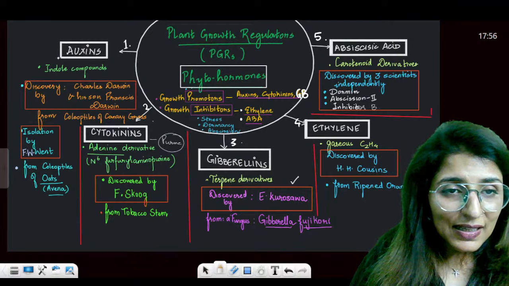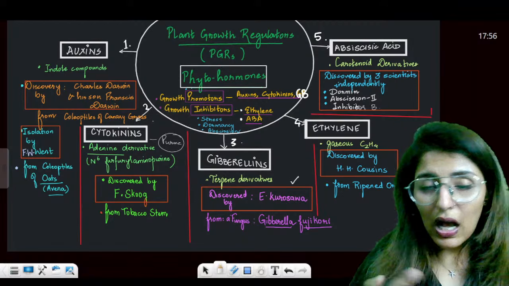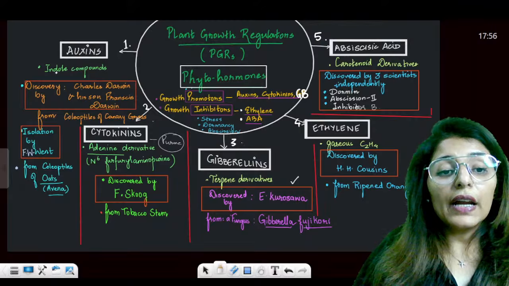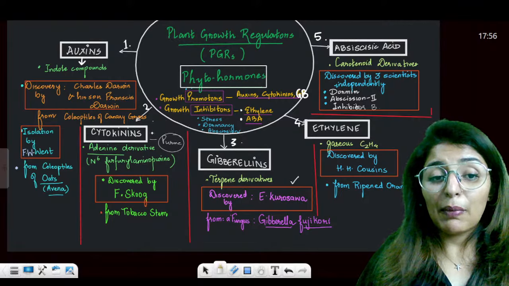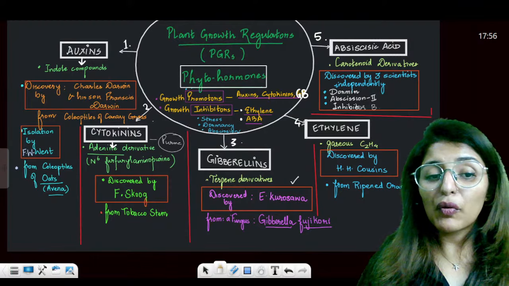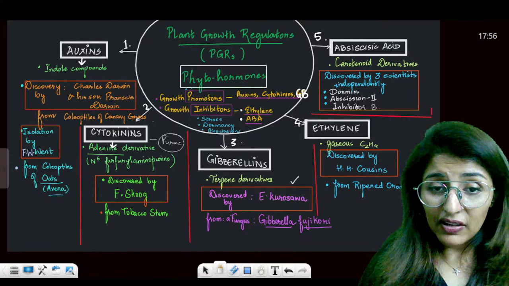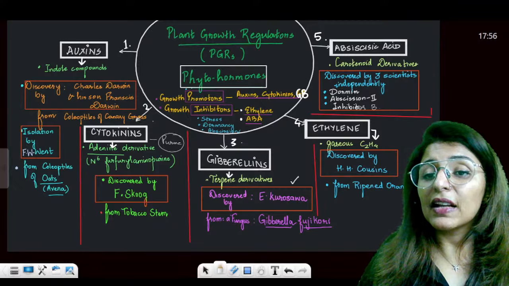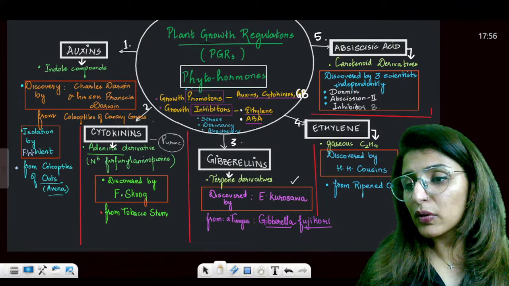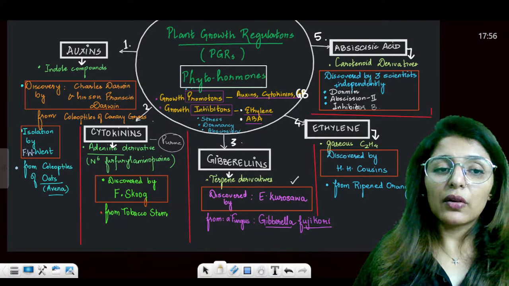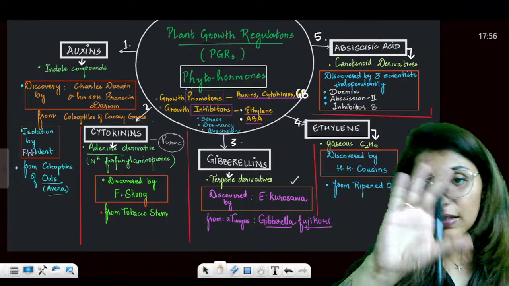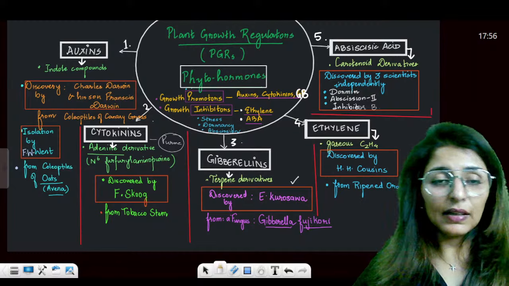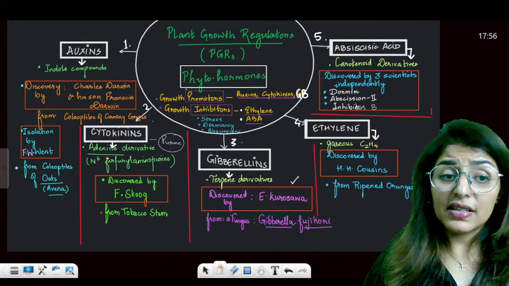Okay. Now, first, let's see the source. How is auxin produced? What are the sources of these plant growth regulators? Auxins are indole compounds, while cytokinins are produced from adenine derivatives. Gibberellins come from terpenes. Ethylene is a gaseous one, and abscisic acid is a derivative of carotenoids. Clear? Then, second thing, this flowchart has lots of information, so please use it well. Clear? Now, talking about the discovery.